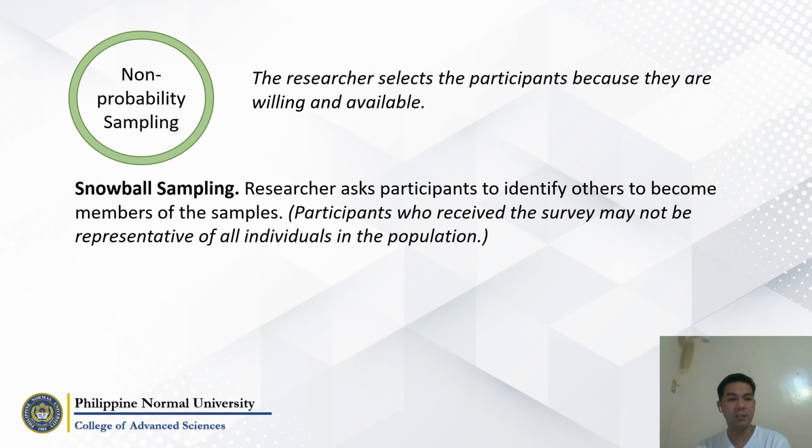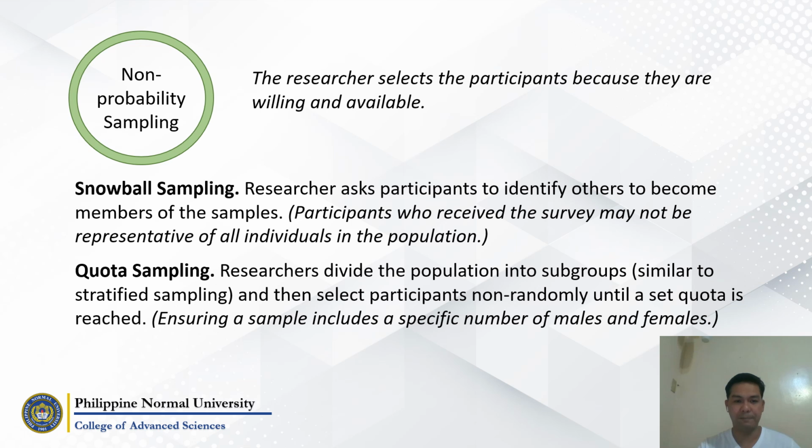Then we also have the snowball sampling. So the researcher asks participants to identify others to become members of the sample. It works like networking, wherein your participant might have someone that shares the same characteristics with the one that you are looking for. So it's some sort of asking someone who knew someone who could be a participant in a study. So participants who receive the survey may not be representative of all individuals in the population because you are quite dependent on the availability of your participants.